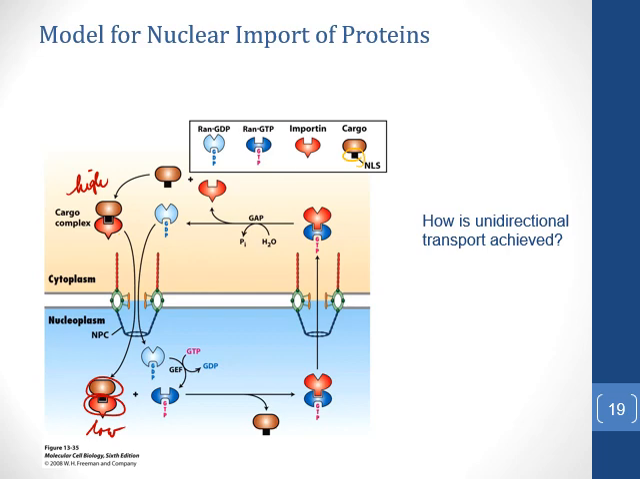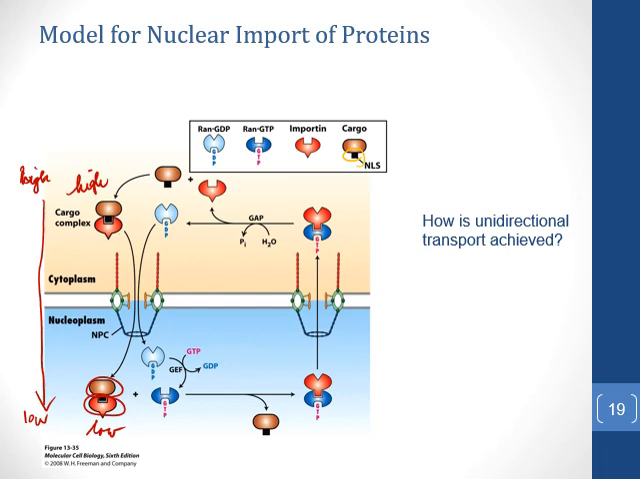We know that things tend to move down their concentration gradient. And so what happens here is you've got a concentration gradient, and that concentration gradient is high over here and low over here. So the concentration gradient is what drives the movement in that direction.